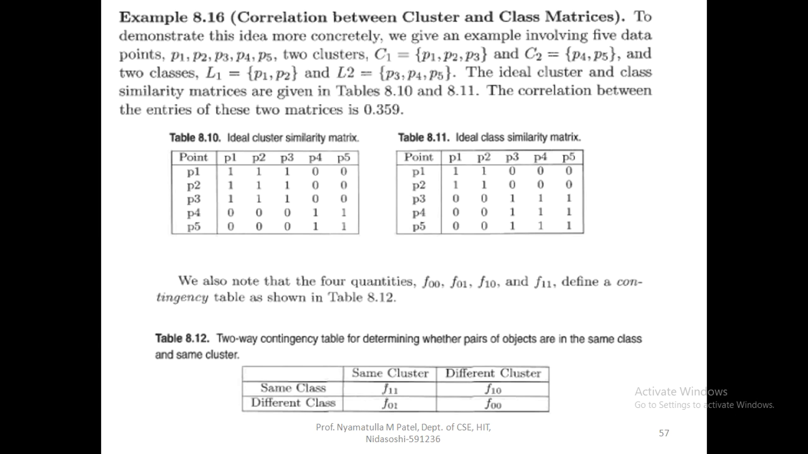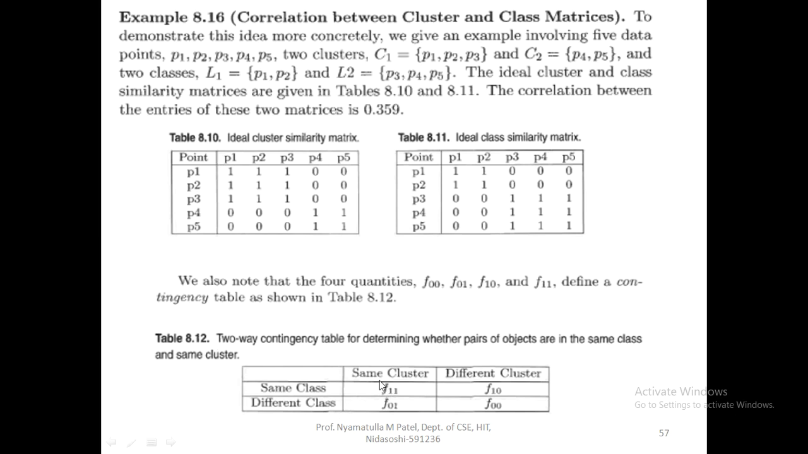is computed using these 2 matrices. Now, if we want the correlation between the clusters and matrices, we also need to note that there are 4 quantities that define the contingency. So, here we are considering the contingency. The 4 different quantities we need to consider are f of 0 0, f of 0 1, f of 1 0 and f of 1 1.